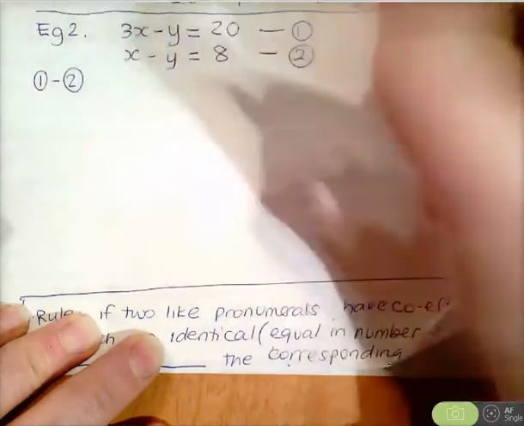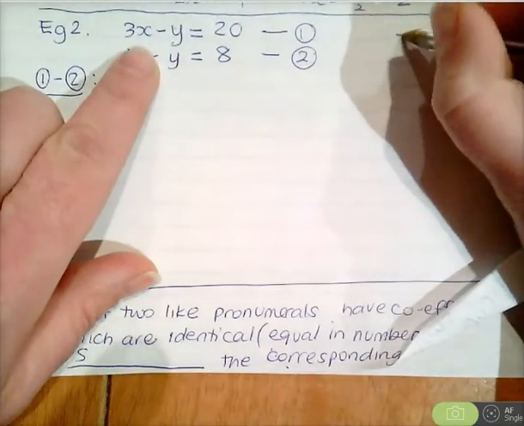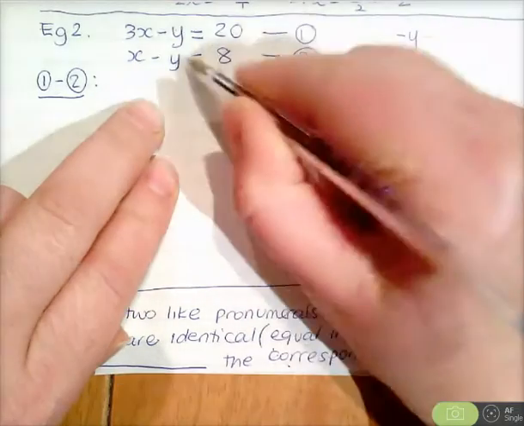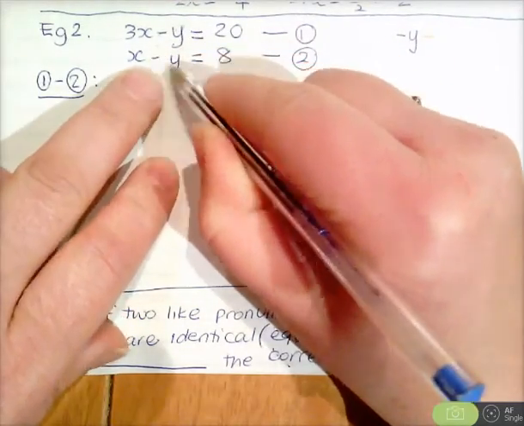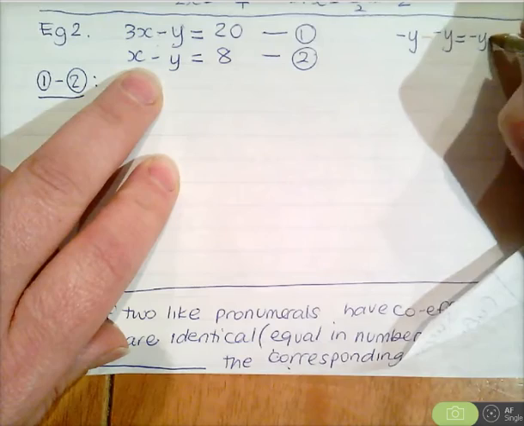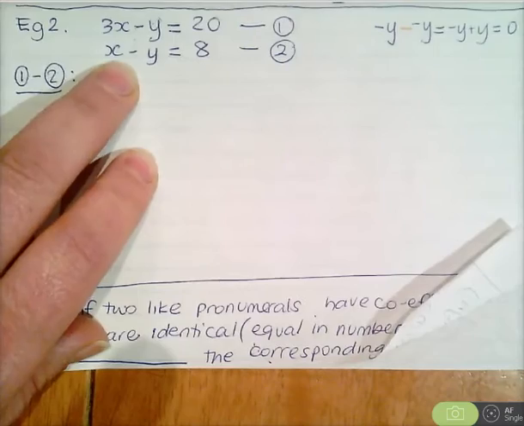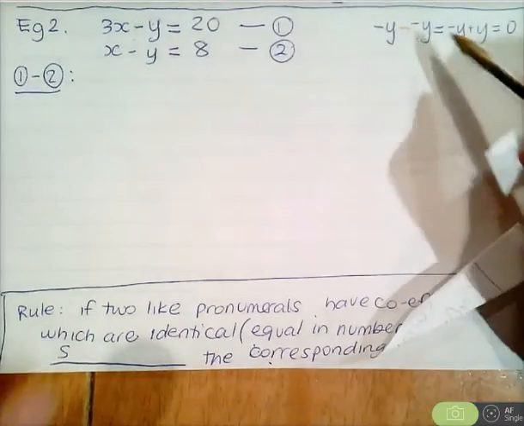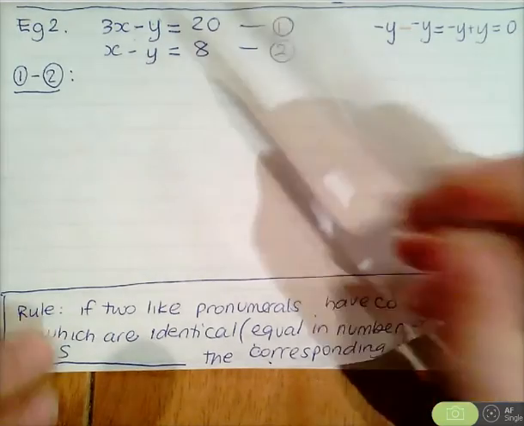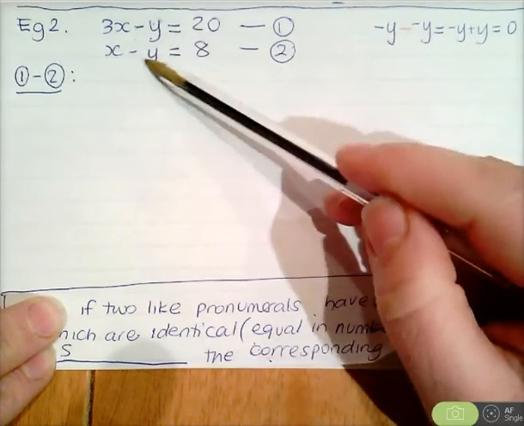So if I was doing equation 1 minus 2, let me just look at what would happen with the y's. I've got negative y, and then I'm doing minus whatever I've got there, which is negative y. So negative y minus negative y is negative y plus y, which happens to be 0. So if I subtract these two equations, if I do negative y minus negative y, I end up with 0, which means I've eliminated the y. This is the elimination method where I'm trying to either get rid of the y's or the x's.